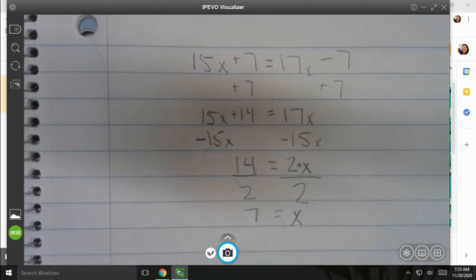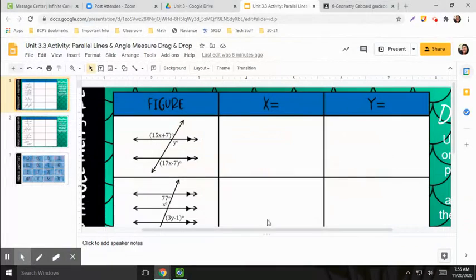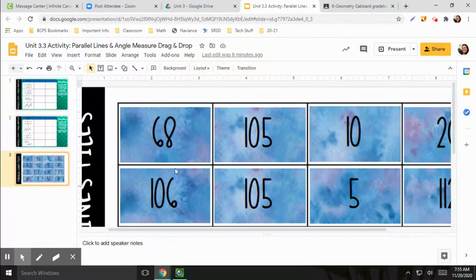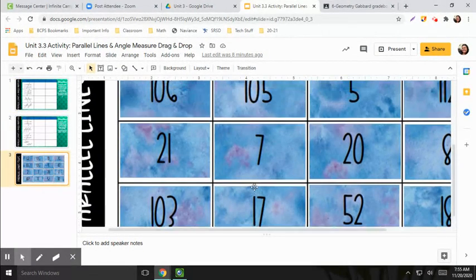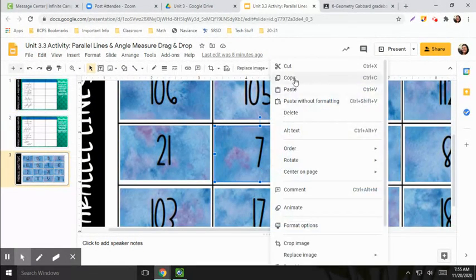So hopefully, if we go back over here to our answer tiles, oh, good. There is a 7. So we know that we did something right.